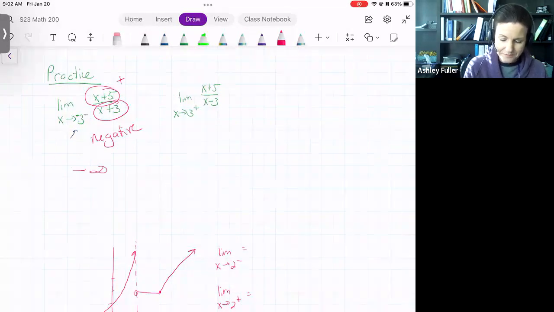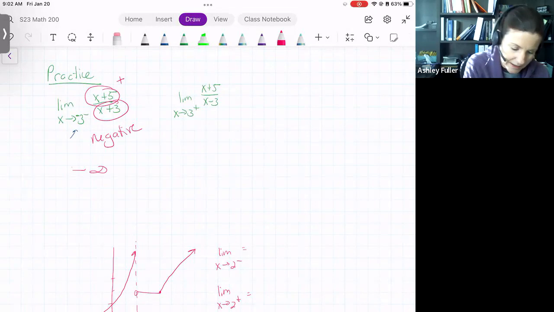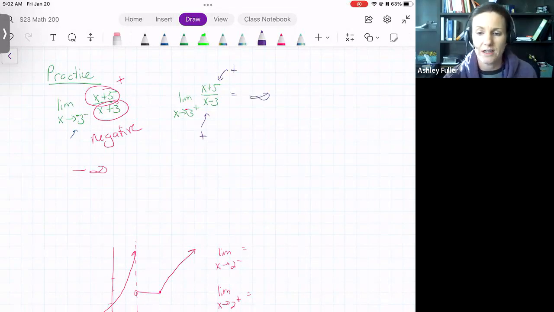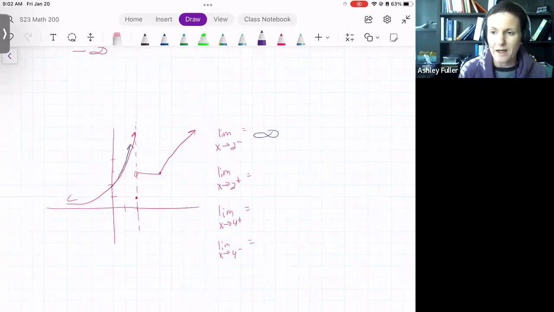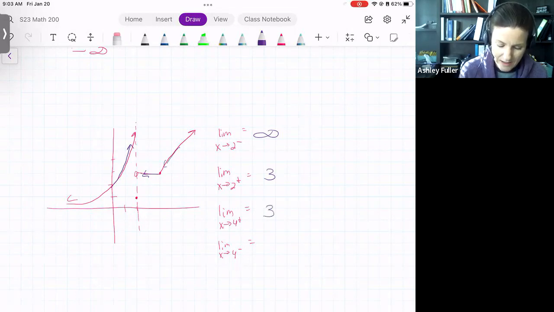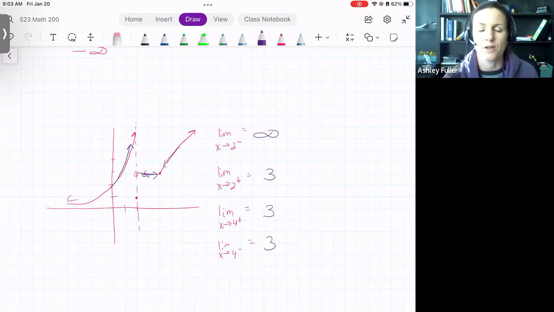Likewise, if we look at the second option from here, again, this should be a -3. As we approach -3 from the right, this value is then always going to be positive and very small. This remains positive, and so our limit here is going to approach infinity. Graphically, it may look something like this. As we approach 2 from the left, we're headed towards positive infinity. But as we approach 2 from the right, we're headed to 3. As we approach 4 from the right, we are headed to 3. And as we approach 4 from the left, we are also headed to 3.